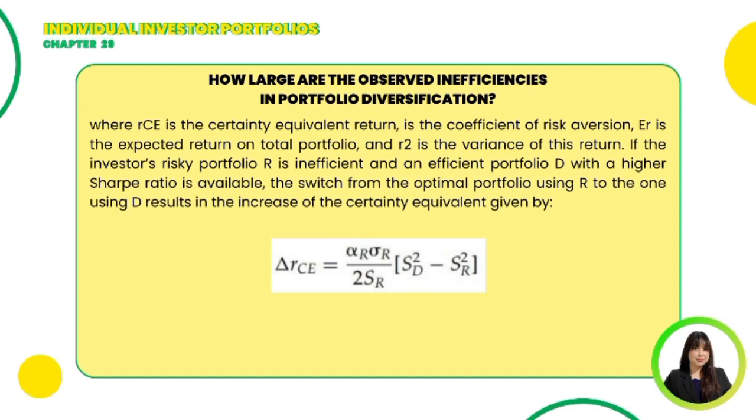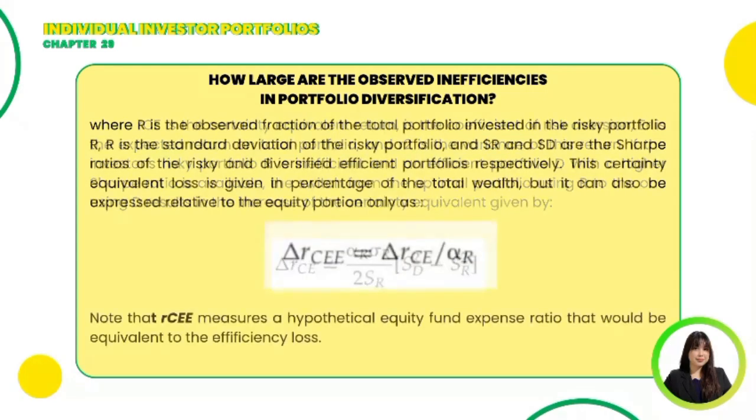If the investor's risky portfolio R is inefficient and an efficient portfolio D with a higher Sharpe ratio is available, the switch from the optimal portfolio using R to the one using D results in an increase of the certainty equivalent given by this formula below, where w is the observed fraction of the total portfolio invested in the risky portfolio R, σR is the standard deviation of the risky portfolio, and SR and SD are the Sharpe ratios of the risky and diversified efficient portfolios respectively.